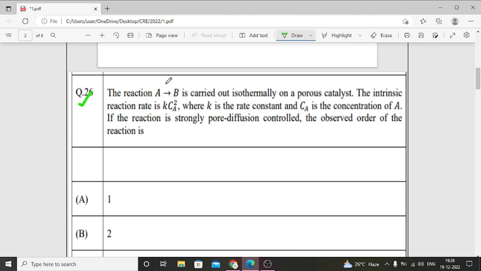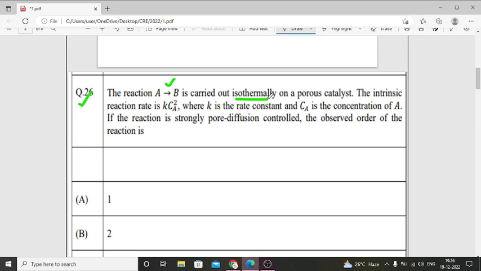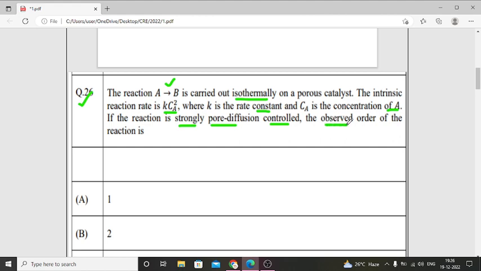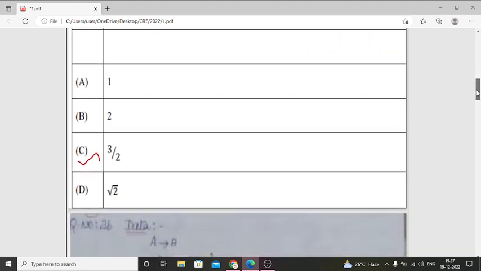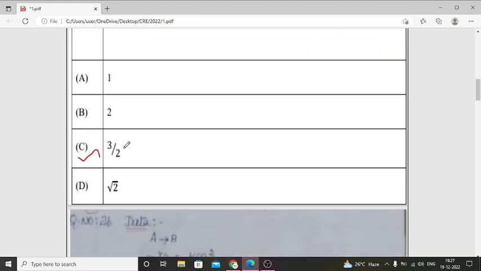Question number 26. The reaction A gives B is carried out isothermally, at constant temperature, on a porous catalyst. The intrinsic reaction rate is k Ca squared, where k is the rate constant and Ca is the concentration of A. If the reaction is strongly pore diffusion controlled, the observed order of the reaction is. The objective of this question is to determine the observed order of the reaction. We have four options. The correct option for this question is option C.